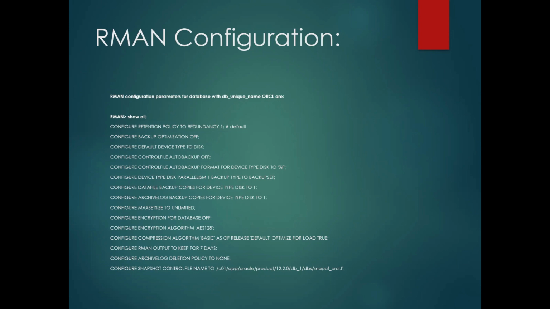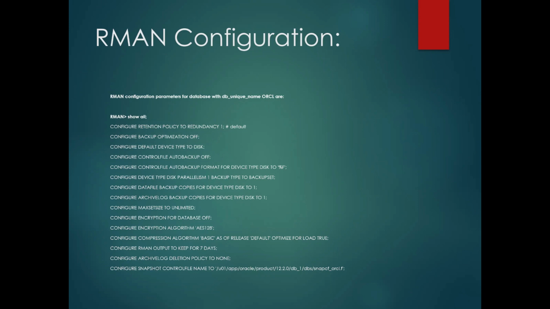Okay, so control file auto backup. If we enable it to on, it will take a backup automatically. If we turn it off, it will not take the backup. Okay, we have to trigger it manually. Got my point? And then control file auto backup format for device type disk to %F.